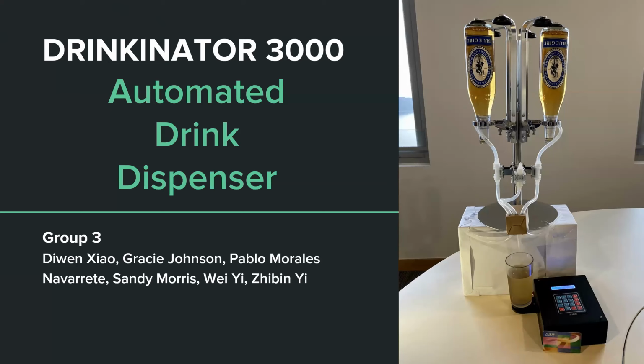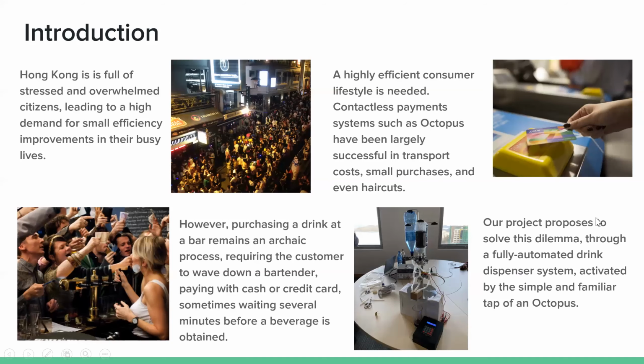Okay, so we're group 3 and we came up with the Drinkinator 3000 automated drink dispenser. We came up with this idea because Hong Kong is full of busy citizens, leading to a high demand for small efficiency improvements in their busy lives. A highly efficient consumer lifestyle is needed, so contactless payment systems such as the Octopus have been largely adopted in transport costs, small purchases, and even haircuts.